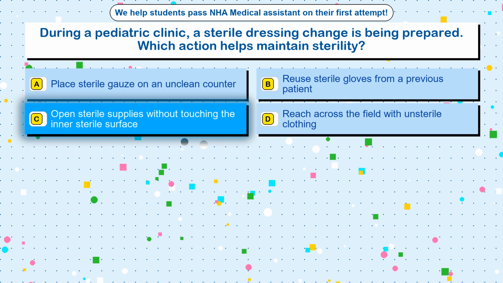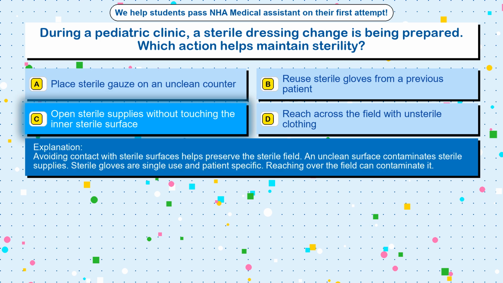The correct answer is option C, open sterile supplies without touching the inner sterile surface. Avoiding contact with sterile surfaces helps preserve the sterile field. An unclean surface contaminates sterile supplies. Sterile gloves are single-use and patient-specific. Reaching over the field can contaminate it.